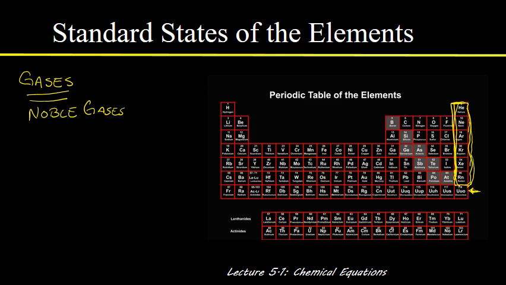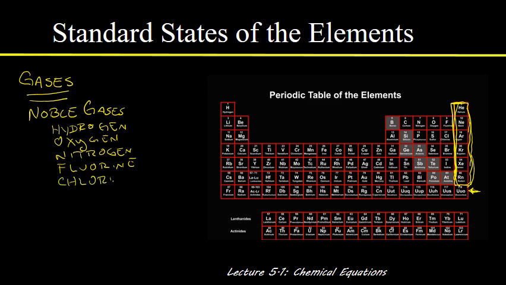Right? And then the other gases are things that you are either very familiar with or somewhat familiar with that you should recognize as gases. Right? And those include hydrogen, oxygen, and nitrogen, which you should be pretty familiar with. Fluorine, which might be new to you. And chlorine, right? So it's the noble gases, and then these guys here. All right. So those are gases, you should know that.